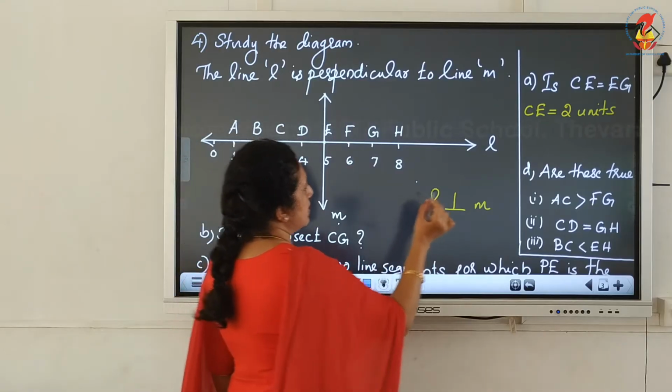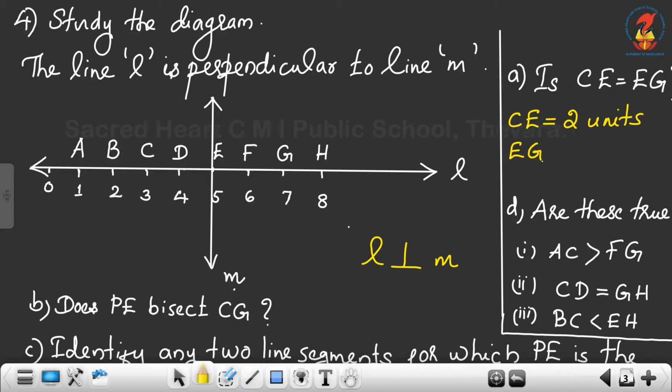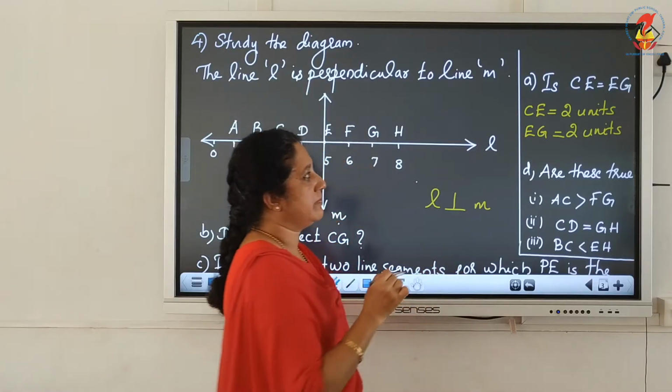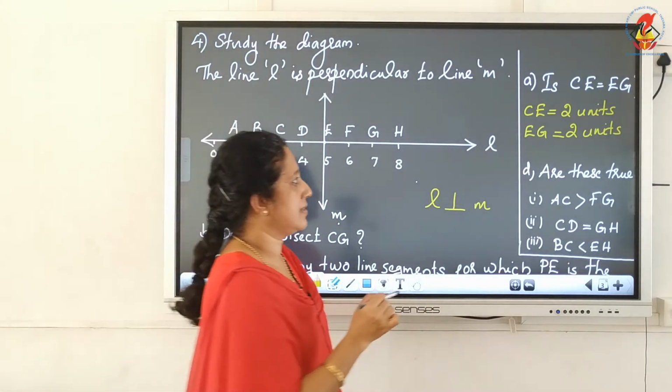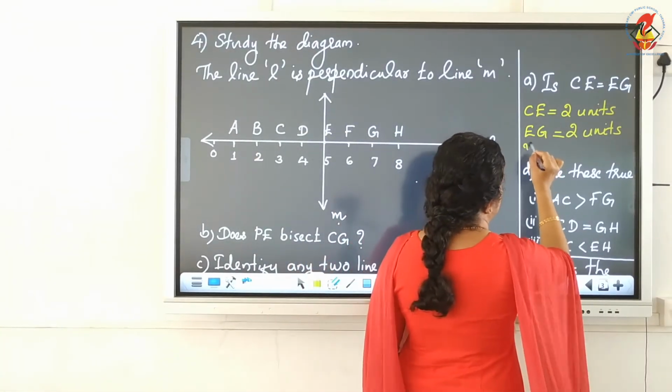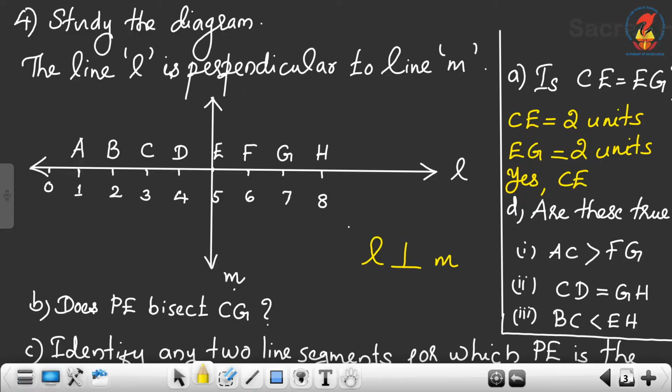Then what is the length of EG? E is at 5, G is at 7. Therefore, the length of line segment EG is 7 minus 5, which is also equal to 2 units. Now, check whether CE is equal to EG. Yes, we can say that the length of CE is equal to the length of EG.